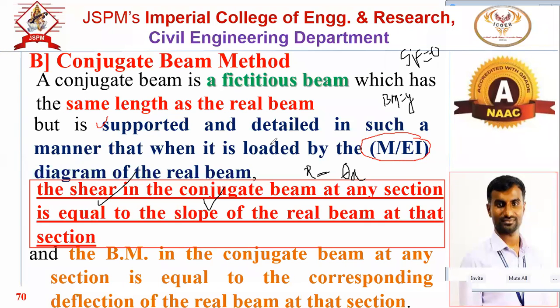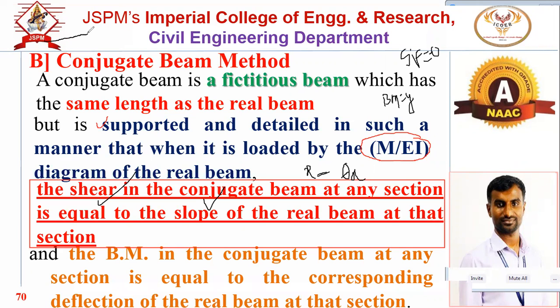Okay, so this is the conjugate beam method, or the basic concept of the conjugate beam method. What is it? There are 4 points. First, it is the dummy beam we have to use for analysis purposes. This dummy or imaginary, fictitious beam is used for analysis, but the length will be the same as that of the problem given in the numerical, 4 meter, 5 meter, etc. The length will be the same, but the supports and loading are different.